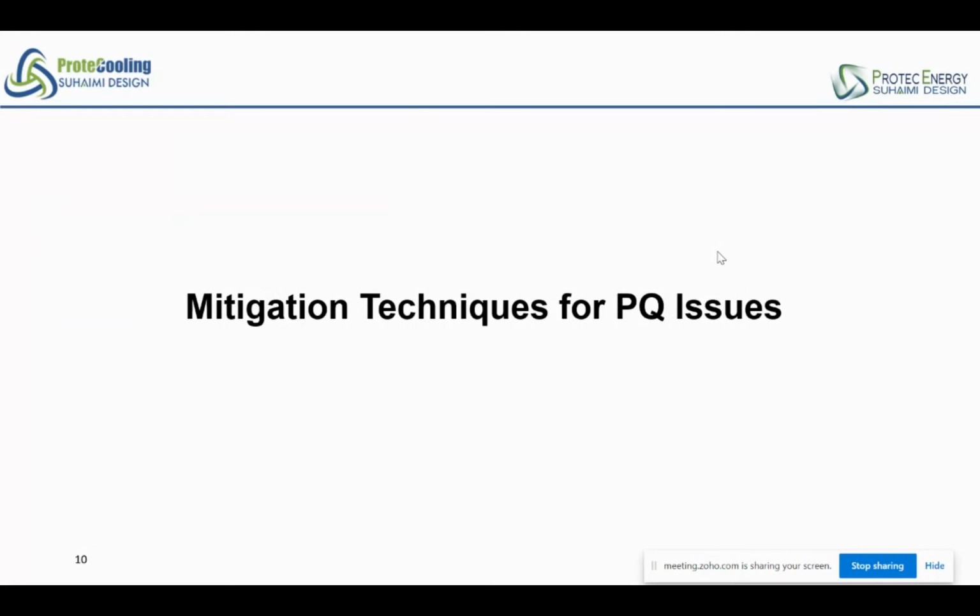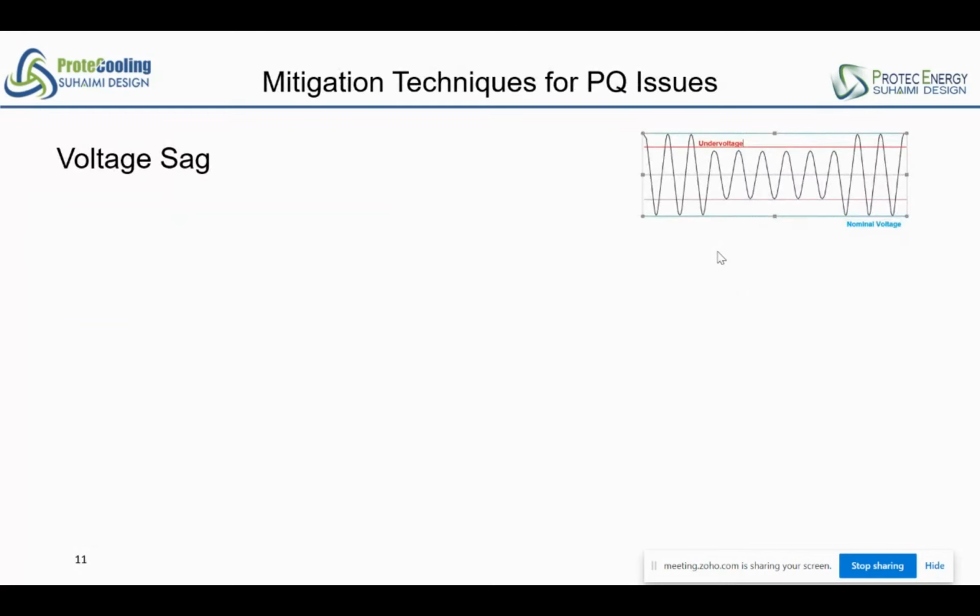Now, mitigation techniques for power quality issues. First we'll be looking at voltage sag. Voltage sags are basically undervoltage phenomena where the voltage value goes below 0.9 pu, that is, 90% of your rated voltage, and it lasts less than 1 minute.